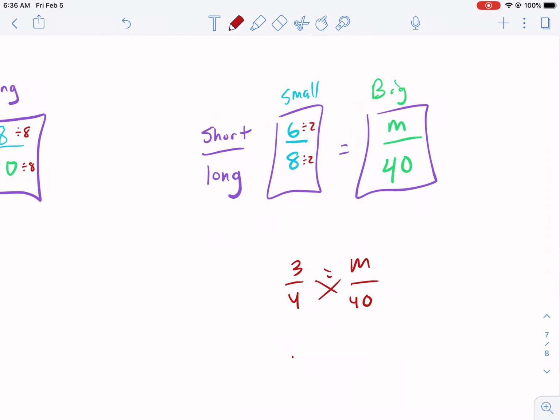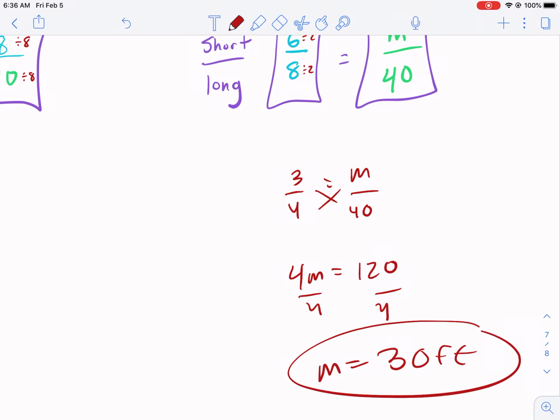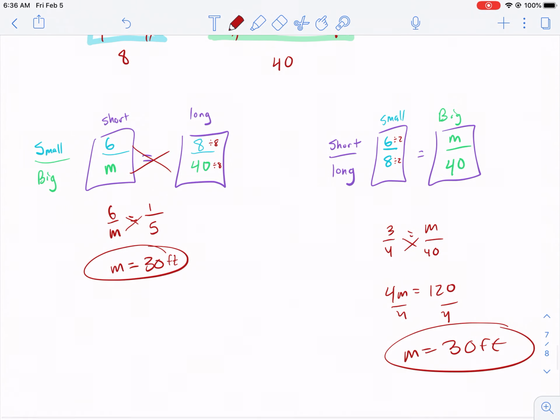So now we cross multiply. We get 4m equals 120. We divide by 4, we get m equals 30 feet. See how we got the same thing? I think that's pretty cool.